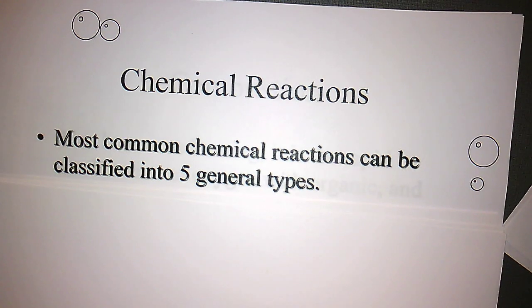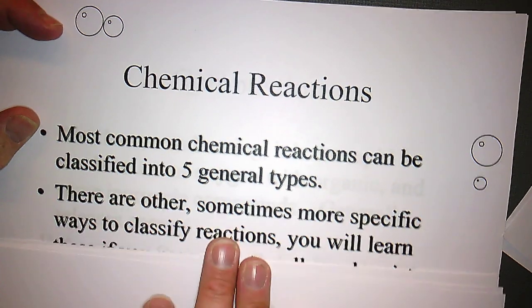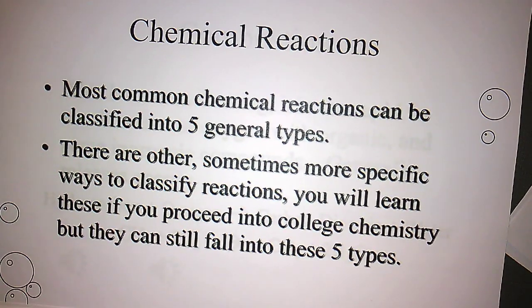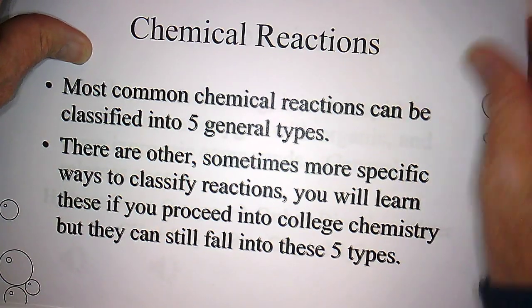Most common chemical reactions are classified into 5 very general types. There are some more specific ways to classify them. If you take the college chemistry class or go on into chemistry, you'll find that there are more specific types. We can break these down, but you can always go back and classify them into these 5 general types, okay?